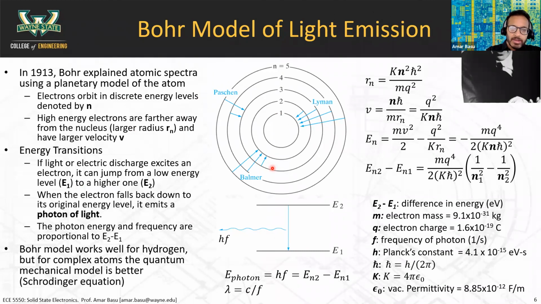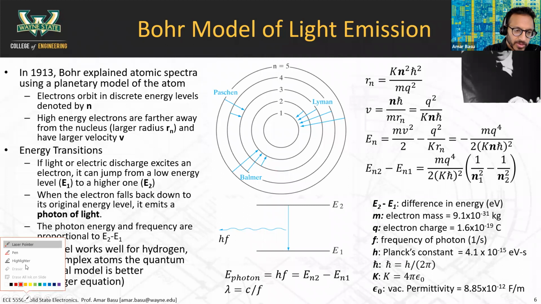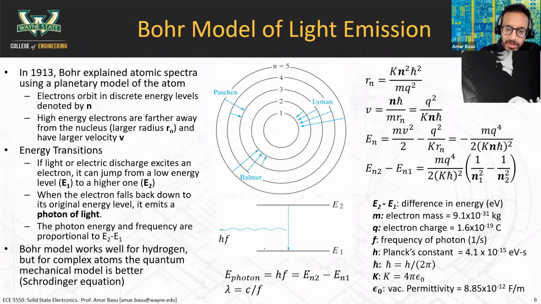Okay, let me just draw this with the pen. So first, the electron is excited to a higher energy state by the energy provided by the system. And the second step is that it comes back down.